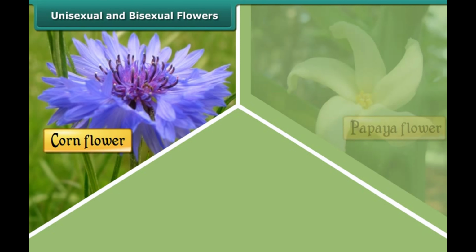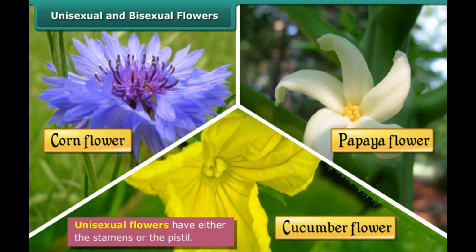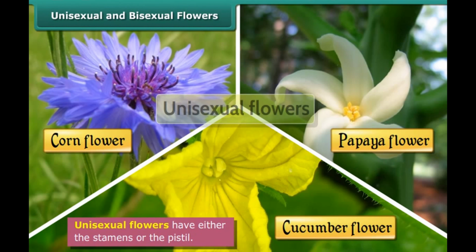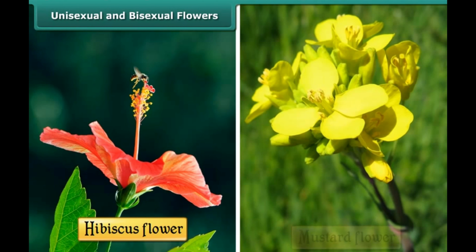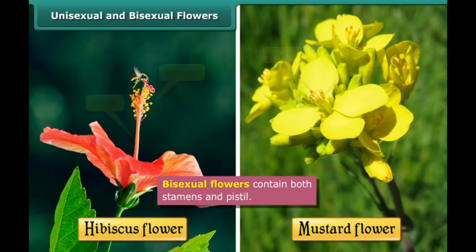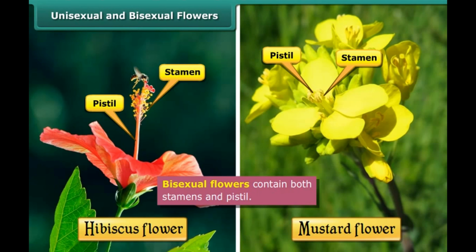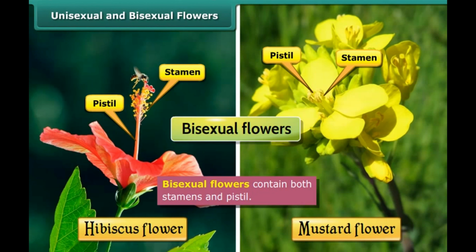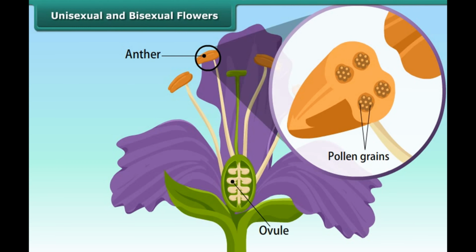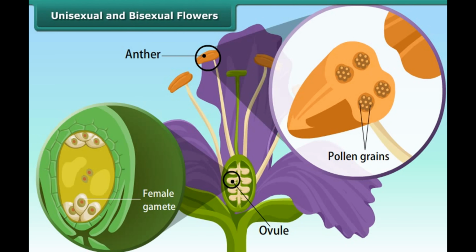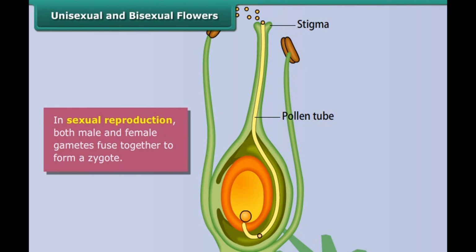Unisexual and bisexual flowers. Corn, papaya, and cucumber flowers have either the stamens or the pistil. These types of flowers are called unisexual flowers. On the other hand, hibiscus and mustard flowers contain both stamens and pistil. These types of flowers are called bisexual flowers. Anther of a flower contains pollen grains which produce male gametes. The female gamete is formed in an ovule. In sexual reproduction, both male and female gametes fuse together to form a zygote.